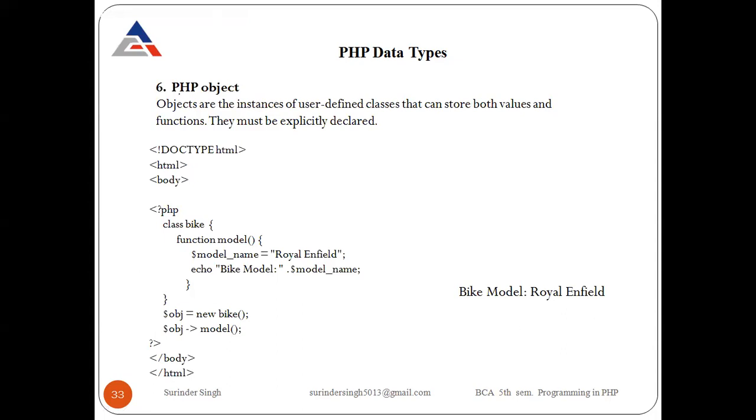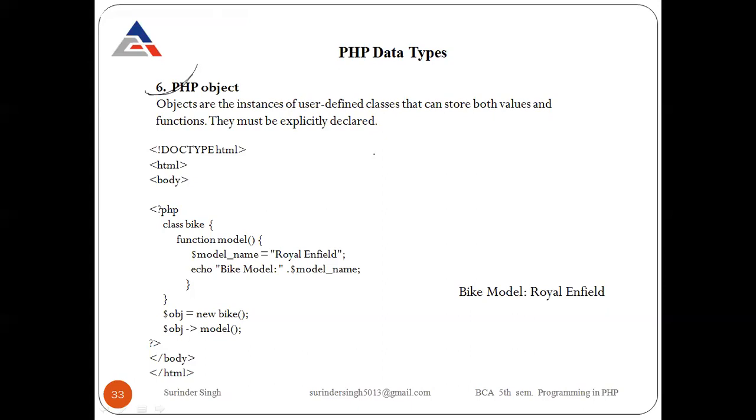Now the PHP object. What is an object? An object is a variable of a class. And what is a class? A class is a user defined data type. The user can create his own data type by using a class.